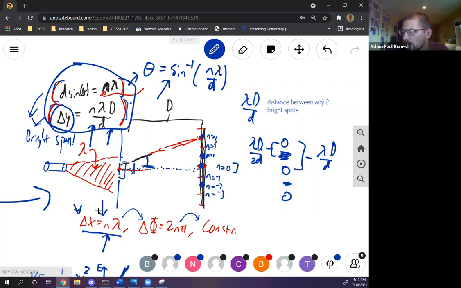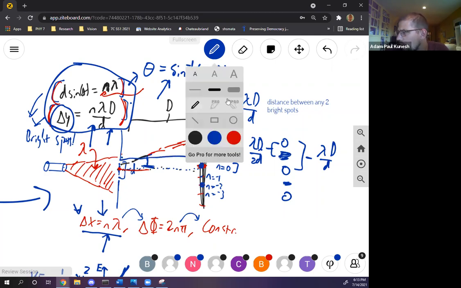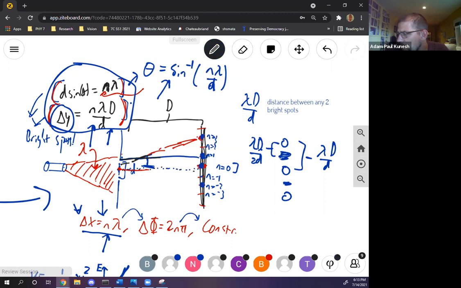So referencing this, if I look at these two path lengths, I'll draw them both in black. Here's one path length to the n equals 1 line. Here's another. The difference in path lengths between these two lines is going to be equal to 1 wavelength. But from an intuitive standpoint, each n just corresponds to a different bright spot. n equals 0 is the central one, the brightest one, and then n equals 1 is 1 out, 2 out, and so on.